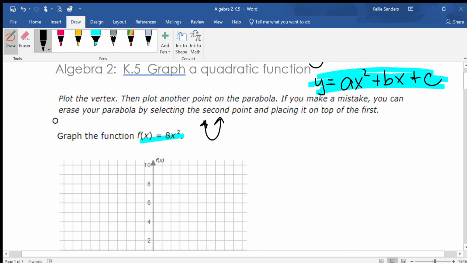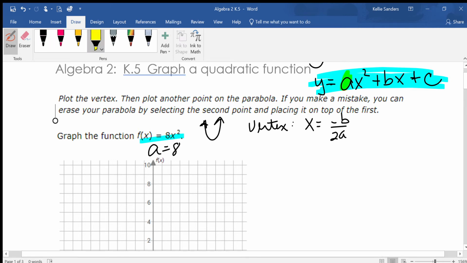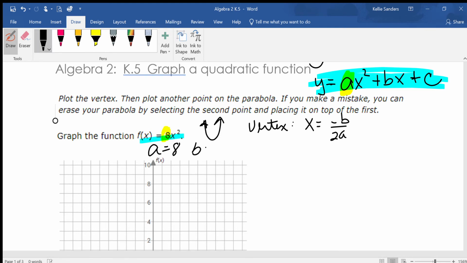So what we're going to do, we're going to find the vertex. To find the vertex, we're going to use x equals opposite b over 2a. Well, on this, our a is 8. Now let me show you where I'm getting that. See this a right here? The a is with the x squared, and the 8 is with the x squared. Your b is 0. Your b is with the plain x, and there is no plain x right there, so it's 0. And your c is 0, because your c doesn't have an x, and there's nothing there that doesn't have an x. So our a is 8, our b is 0, and our c is 0.